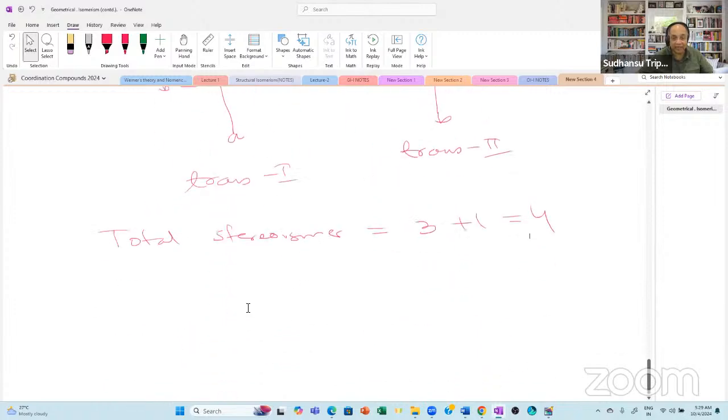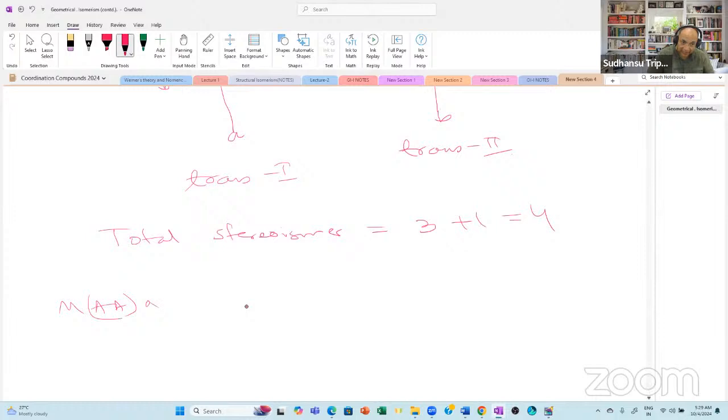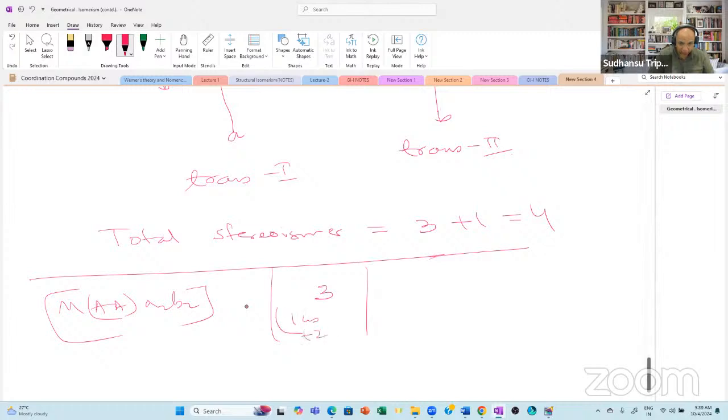Oh, we have to write 4 in that table: M, AA, A2, B2. In the second column, the number of diastereomers or geometrical isomers is 3: 1 cis plus 2 trans. So 3 plus 1 is equal to 4. Sorry, plus 1, this is the only cis, and the total is 4.